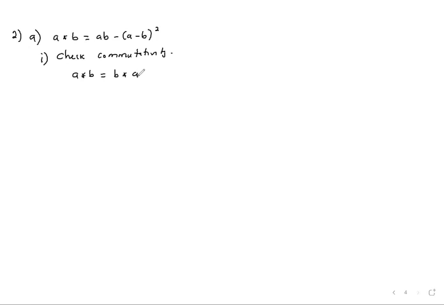Now A star B is already given in the question, so we have to work out B star A. Here you change the order. Instead of saying AB, you say BA. Instead of saying A minus B, you say B minus A, squared. But we are comparing this to A star B, which is the definition itself. Since A and B are real numbers, BA is the same as AB.